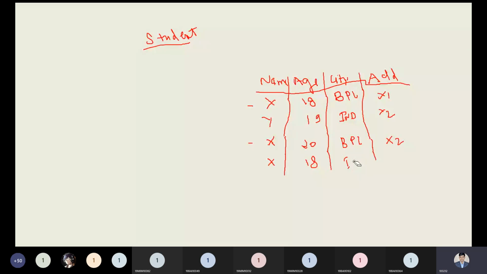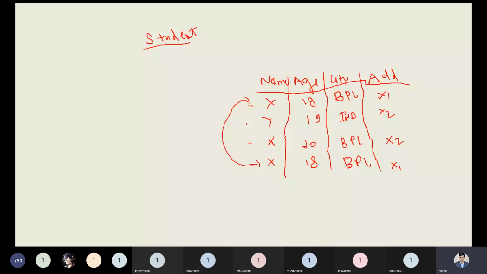He belongs to Bhopal city, and coincidentally his address is the same as the first record, that is X1. So how can we differentiate this record from the first record? These two records are common in our database and our table. So how can you differentiate?